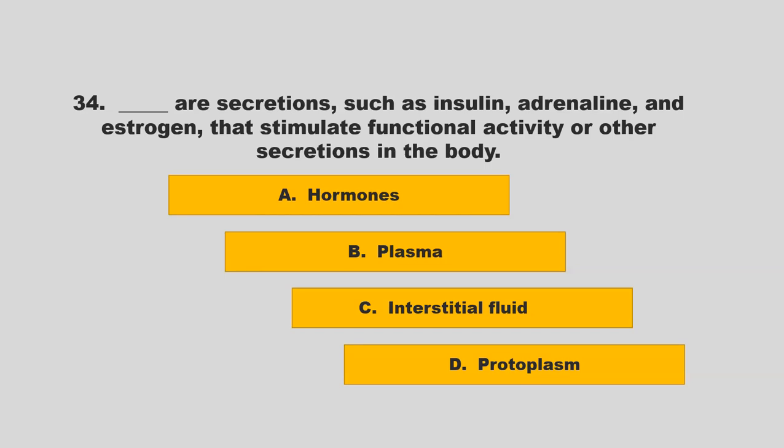Blank are secretions such as insulin, adrenaline, and estrogen that stimulate functional activity or other secretions in the body. Hormones, plasma, interstitial fluid, protoplasm. If you chose A, hormones, you are correct.